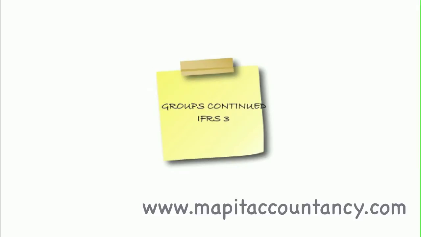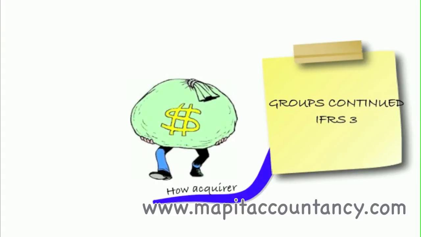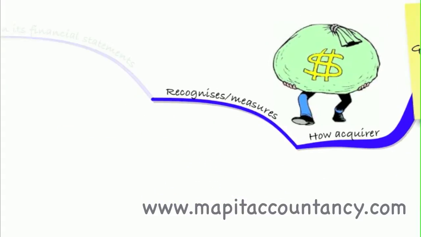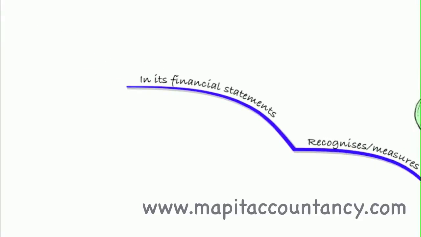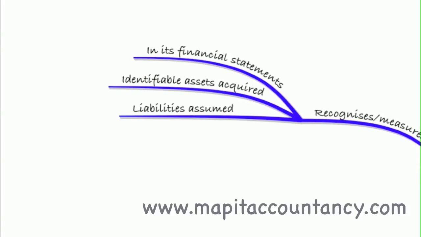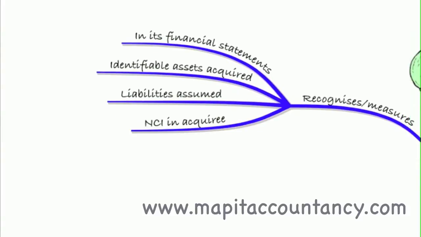Remember, IFRS 3 tells us how we do our calculations when it comes to groups. So when you're doing your calculations later on, you can think back to IFRS 3 and it tells us why we need to do that. It's going to tell us how the acquirer, i.e. the parent, recognises and measures in its financial statements, so in the group financial statements, the identifiable assets acquired, the liabilities assumed, and the non-controlling interest when we buy a subsidiary.